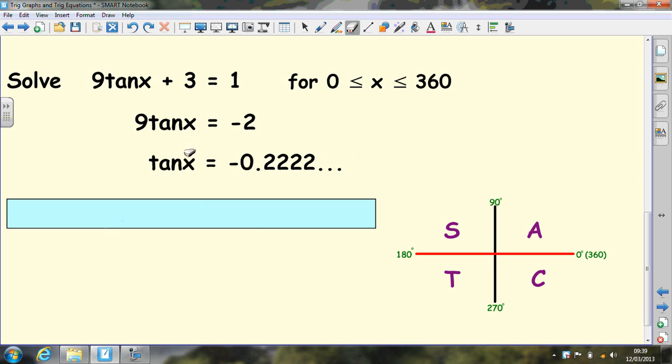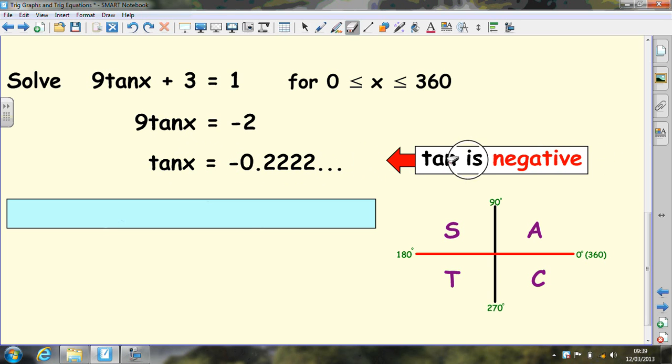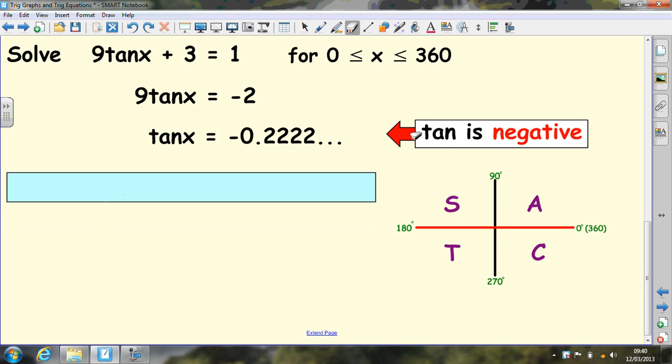At this point we can see that the tan of x is equal to a negative value, so we write that down to help us with our all sine tan cos. So we're looking for where the tan graph is negative. It's not the first quadrant because all the graphs are positive. In the second quadrant, only the sine is positive, which means tan and cos are negative, so that's what we're looking for. The T means the tan graph is positive. We don't want that. We want the tan graph to be negative. And in the final quadrant, only the cosine wave is positive, which means tan and sine are negative. That's what we're looking for.